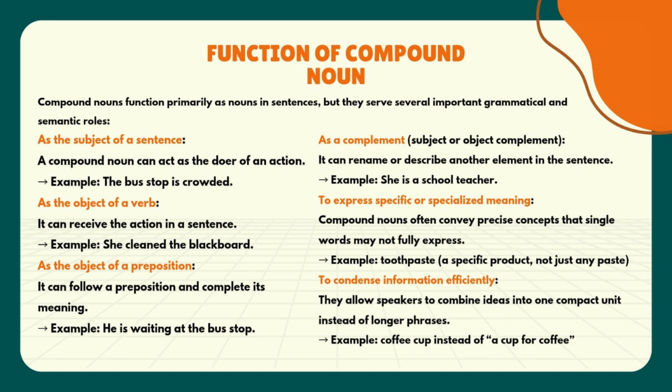The next one is to express specific or specialized meaning. Compound nouns often convey precise concepts that single words may not fully express. For example, toothpaste, a specific product, not just any paste. The next one is to condense information efficiently. They allow speakers to combine ideas into one compact unit instead of longer phrases. For example, coffee cup instead of a cup for coffee.